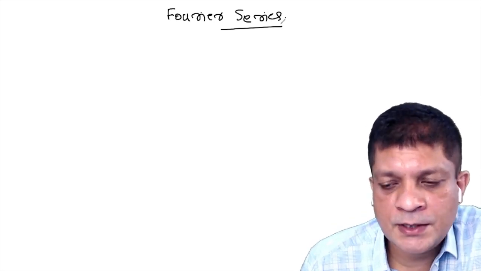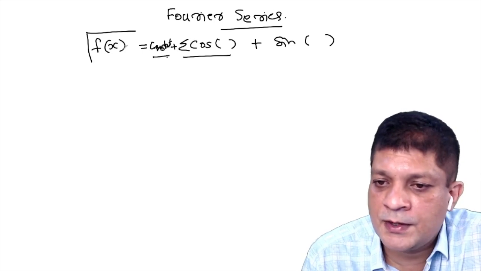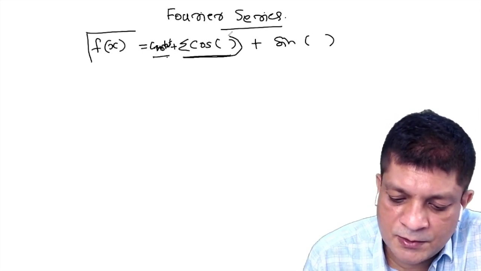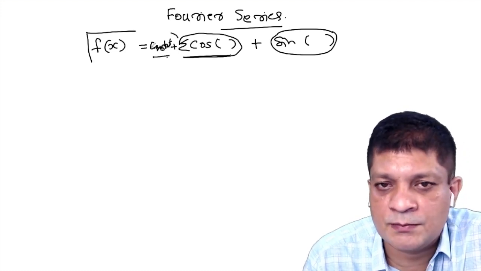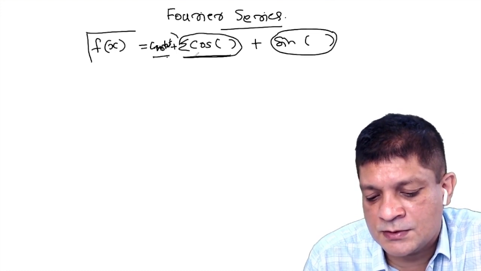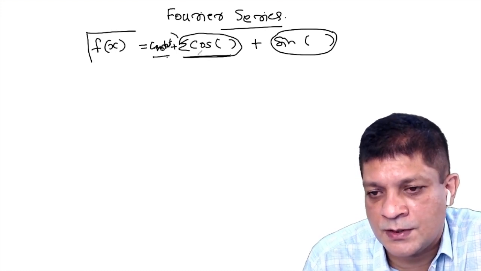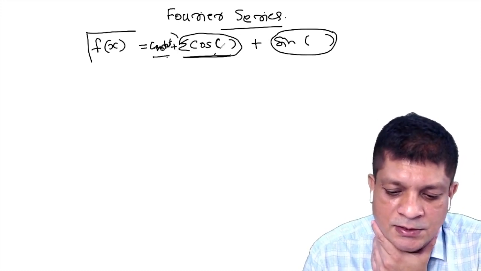Okay, so what you have studied in your mathematics course is, given a periodic function f(x), you can write it as a sum of cosines plus a sum of sines, isn't it? Plus there is a constant term. Sometimes this constant term is absorbed in the summation over the cosine. Now tell me, what are these cosine terms?